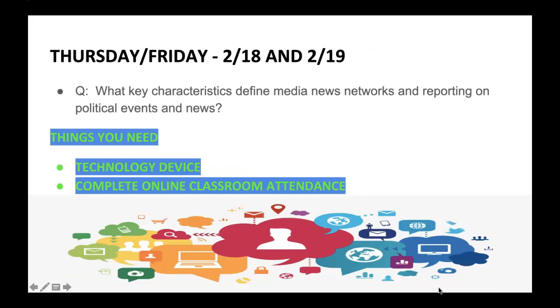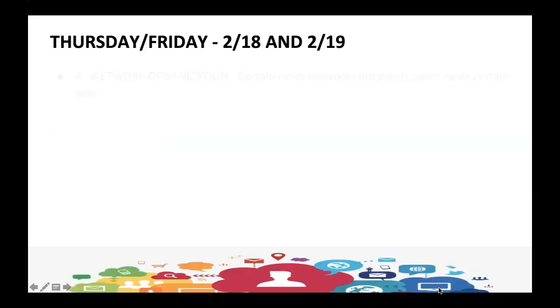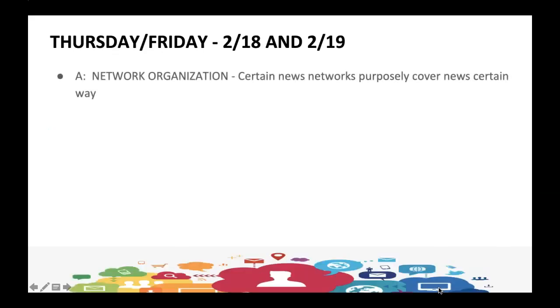From Thursday and Friday, what key characteristics define media news networks and reporting on political events and news? So, for this lesson, we essentially try to understand some fundamentals between news media broadcasting in the media world that we live in today. Let's go ahead and answer this question today accordingly. The first thing I want you to know is that network organizations by design might contain certain news networks or news pieces in a certain specified way for a certain specified reason. For example, in the case of an impeachment trial, if the president was Republican, of course Fox News might cover that differently than, say, CNN or MSNBC.